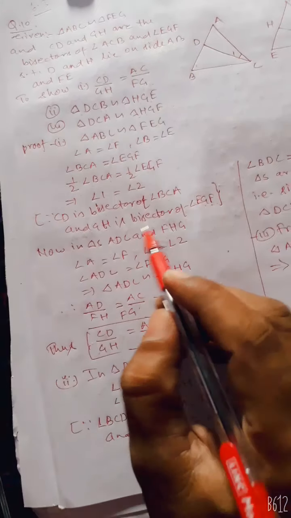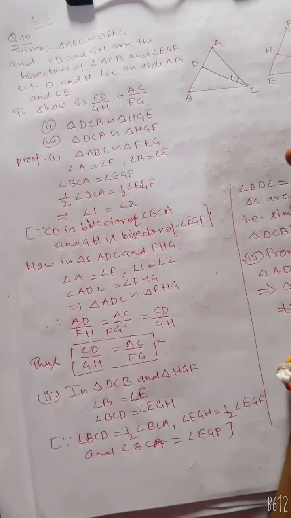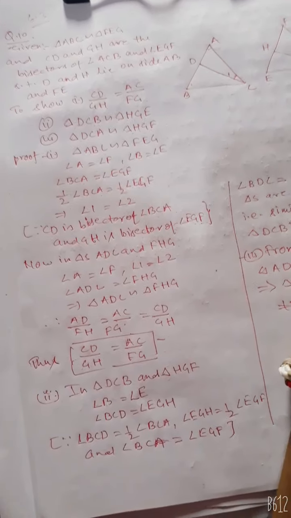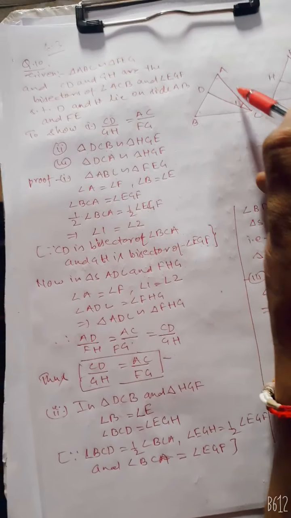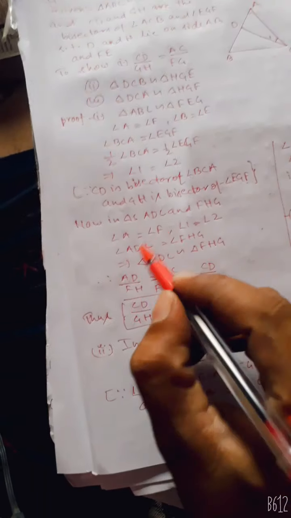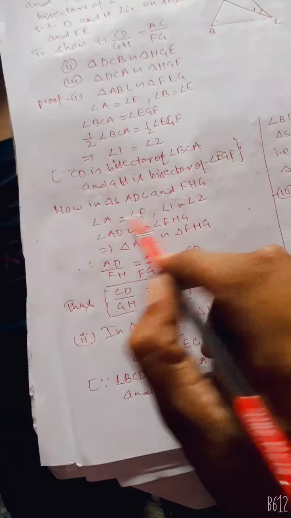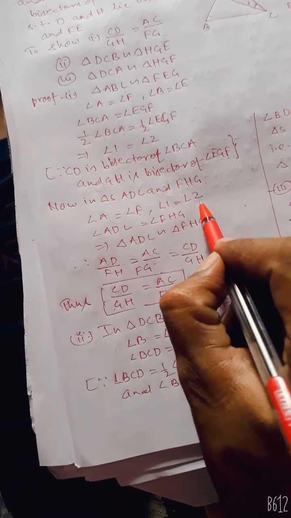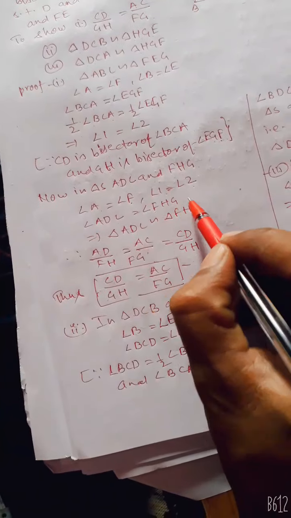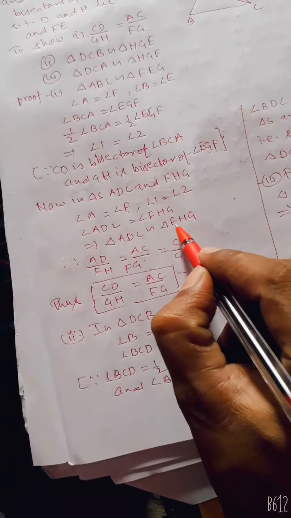Now in triangle ADC and FGH, here this angle equals this angle, this one equals this, so we can say these two triangles will be similar from the angle similarity. But we have to write this condition: angle F equals angle A and angle 1 equals angle 2. So we can write angle ADC equals angle FGH. So these two triangles, ADC is similar to triangle FGH.